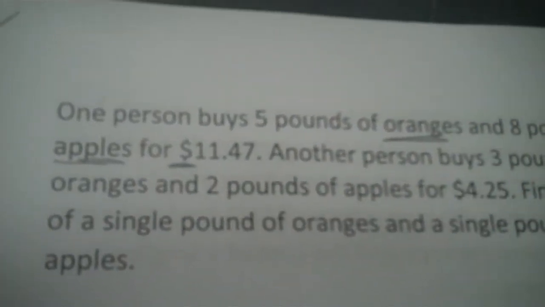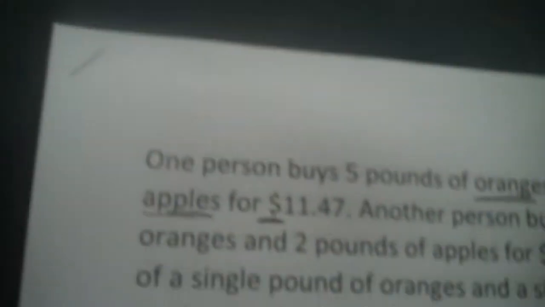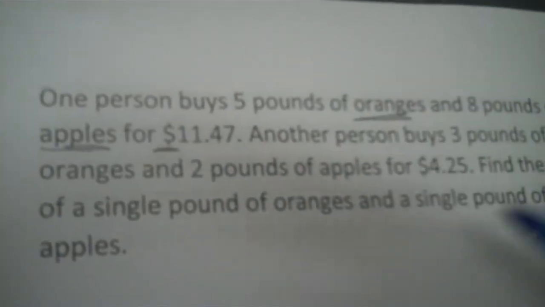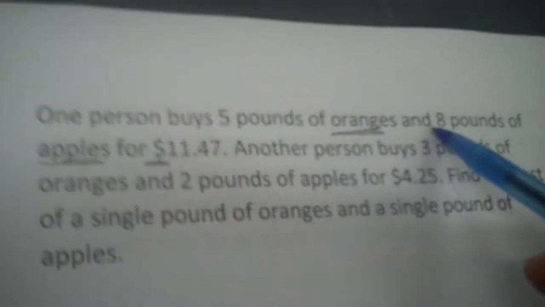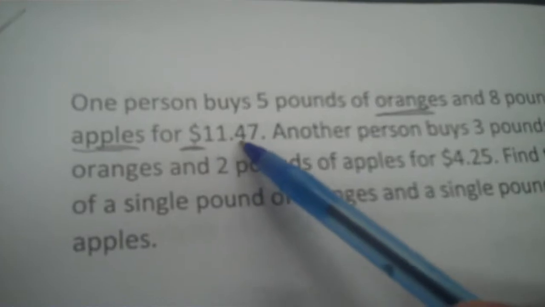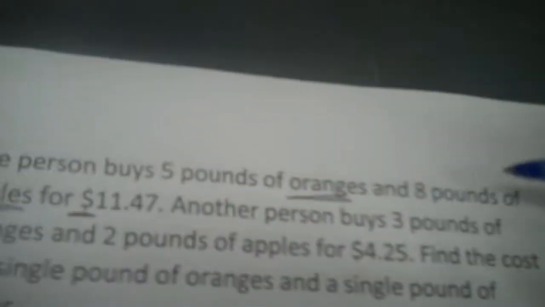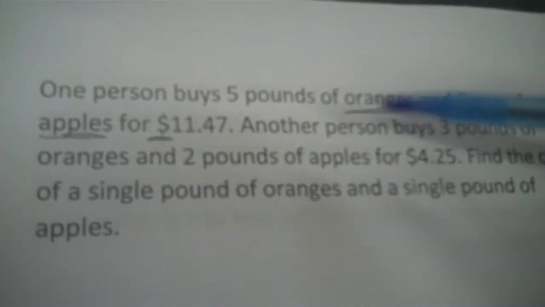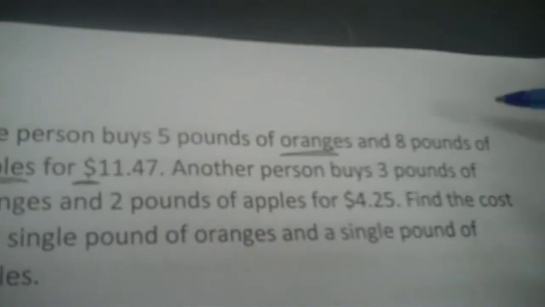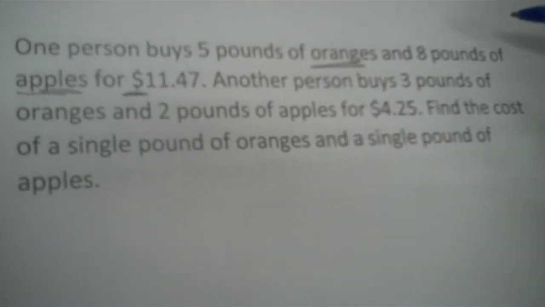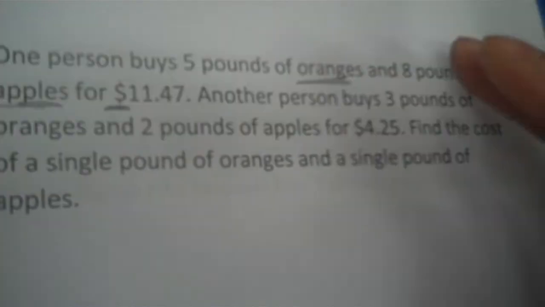Okay, and this one, the assigned problems are the two in the back. Every problem's pretty much the same setup. It says one person buys 5 pounds of oranges and 8 pounds of apples for $11.47. Another person buys 3 pounds of oranges and 2 pounds of apples for $4.25. Find the cost of a single pound of oranges and a single pound of apples.